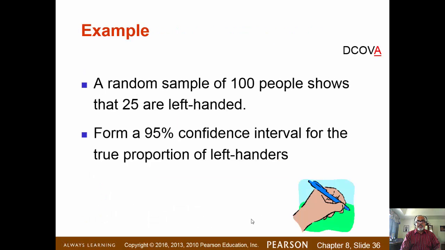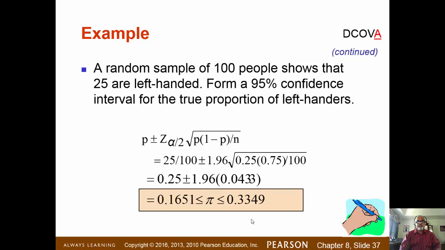Here is an example. A random sample of 100 people shows 25 are left-handed. We want a 95% confidence interval for the proportion of left-handers. So that's the formula. So p is 25 out of a sample of 100 who are left-handed, so 25 over 100. For 95%, z is 1.96, and then the square root of p times 1 minus p over 100 gives you the confidence interval. Now let's work an example problem in Excel.